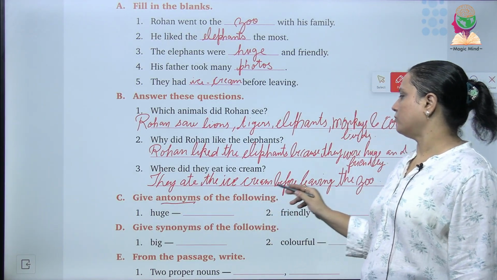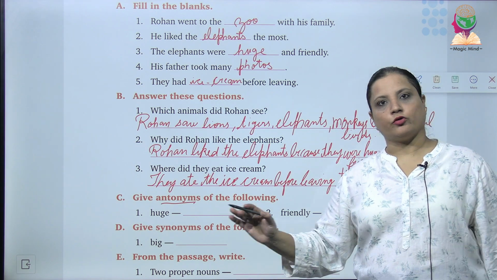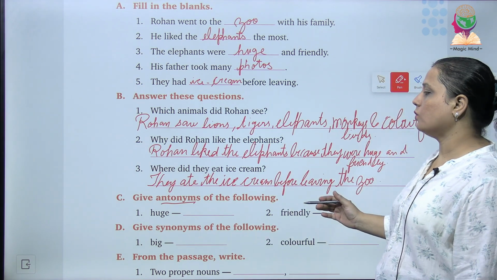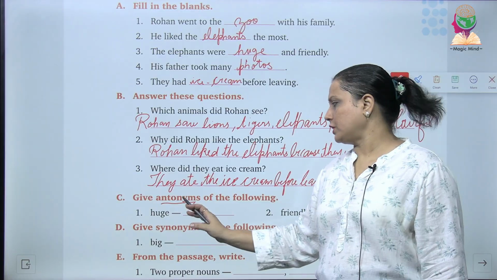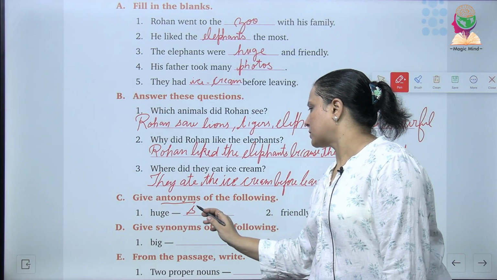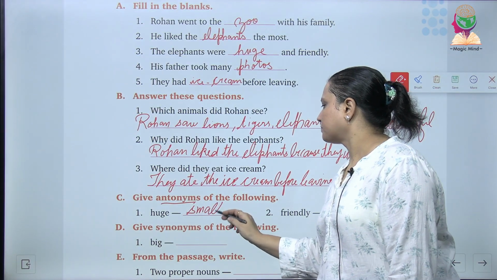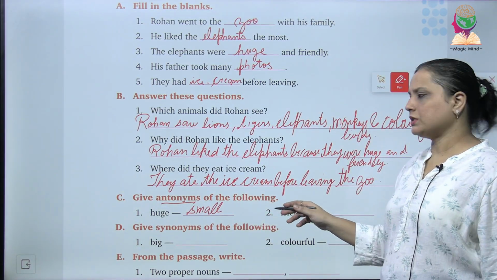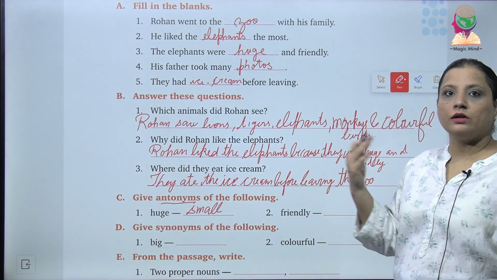So this is it. Now let's move to question number C. Give antonyms of the following. Again they are asking you for the opposite of the given words, and the first word is huge. What is the antonym of huge? You can write here small. Then the next, what is the antonym of friendly? Unfriendly.